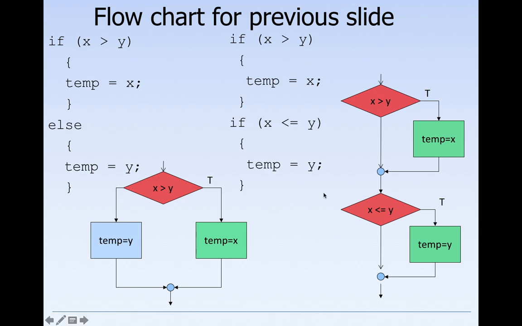So this is the flowchart of the previous slide. This is an if else: if true, temp equal x, else temp equal y. Then this is done as two ifs. Usually this one is simpler, so we choose this one. That's the same slide. Please pause and take a look at it.